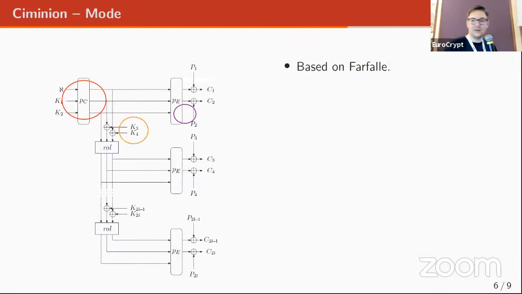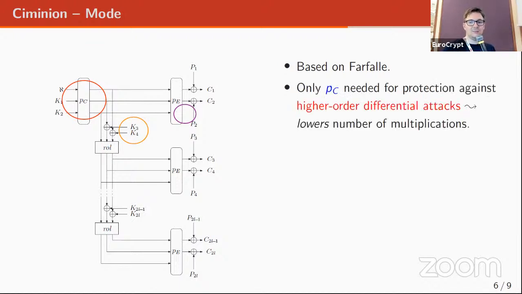Now I'm going to give a short overview of some of these building blocks that I mentioned. So first of all, this is the mode. It's based on the Farfalle mode for those of you that know it. I would like to highlight a few things here. So there are two permutations, PC and PE. And only this PC permutation is needed to make sure that the degree of the algebraic representation is large enough.